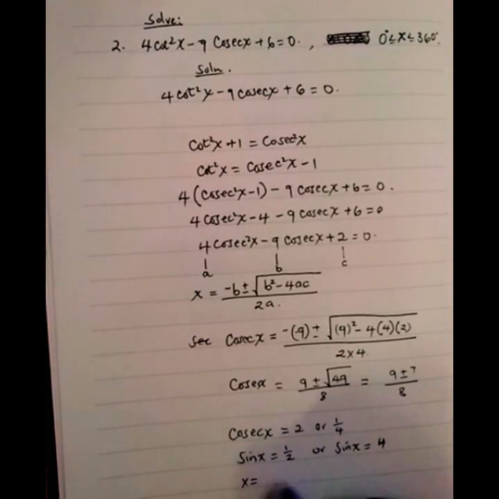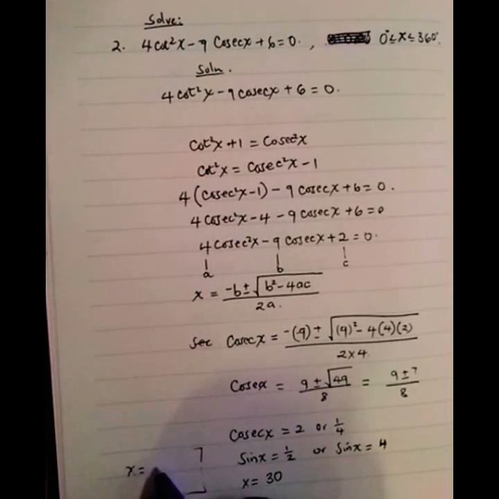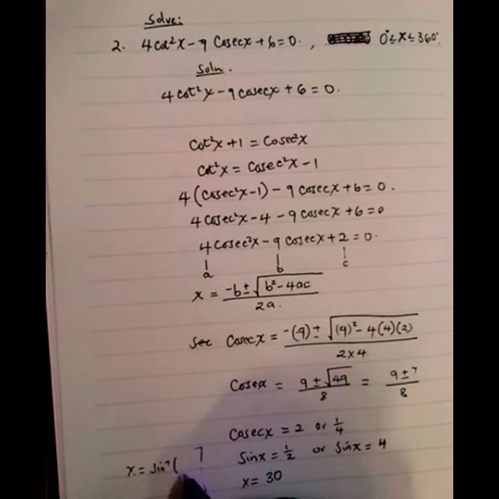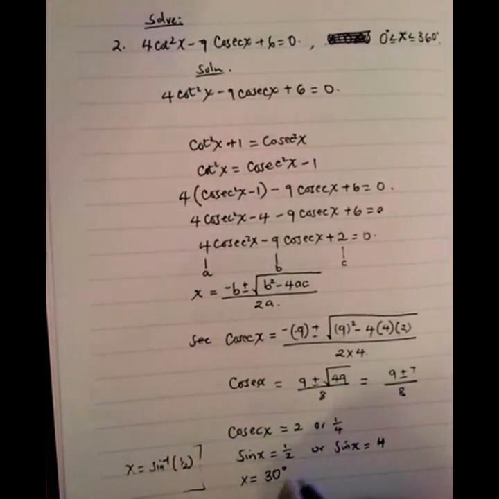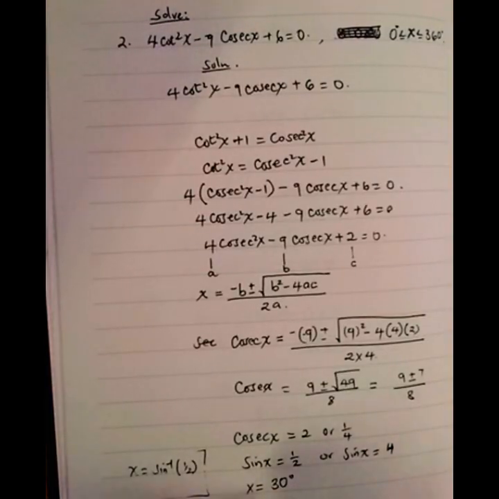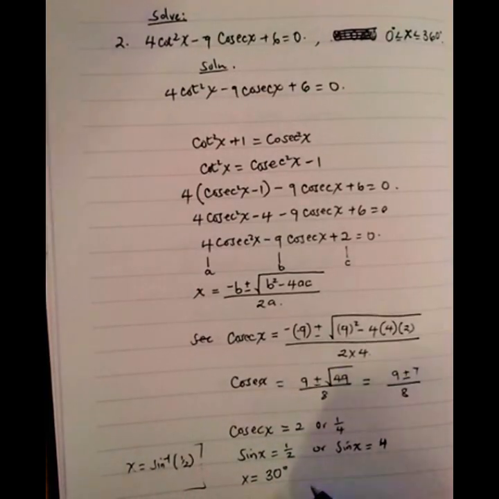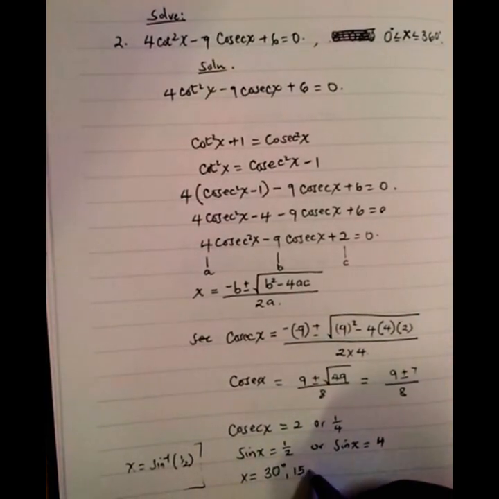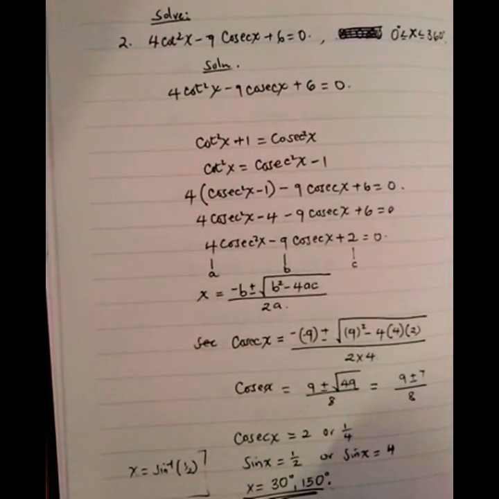So our x equals 30, because when you get x equals sine inverse of a half, it's the same as 30. So the next answer is in the second quadrant, because sine is positive in the first and second. So in the second quadrant, the total angle is 180. So you subtract 30 away from 180 to get 150. So these are our angles in that range.